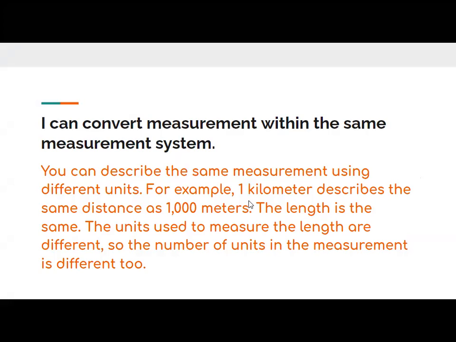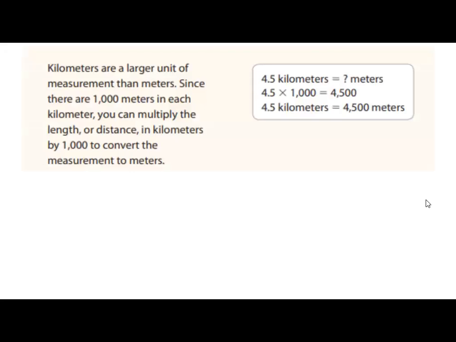For example, 1 kilometer describes the same distance as 1,000 meters. The length is the same. The units used to measure the length are different, so the number of units in the measurement is different too. Kilometers are a larger unit of measurement than meters. Since there are 1,000 meters in each kilometer, you can multiply the length or distance in kilometers by 1,000 to convert the measurement to meters.